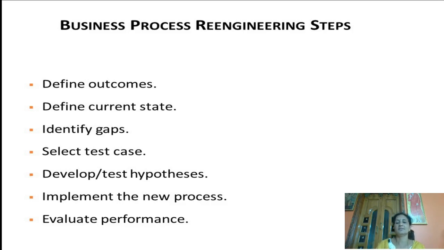So when this gap is identified, we have to select one test case. So immediately it can't be implemented. This has to be given testing. So what is the test case we are going to use, and based on that we have to test the hypothesis. We have to develop and test the hypothesis. After all this process is undertaken, we have to implement the new process. So it's not like we redesign some process and it can be implemented immediately. It has to undergo all these steps, test the hypothesis and then develop that, and then implement the new process.